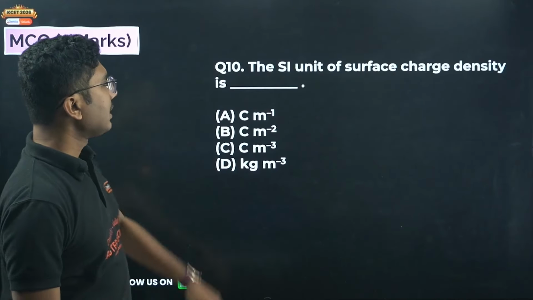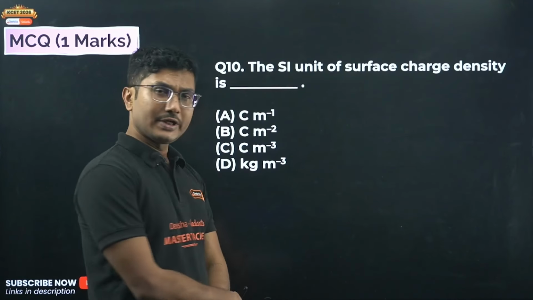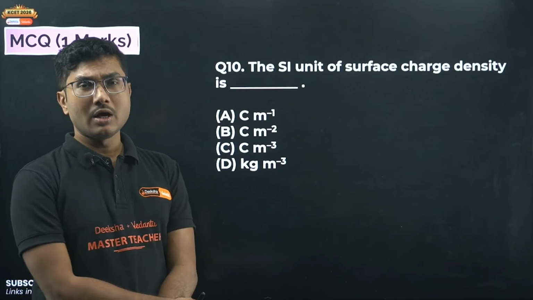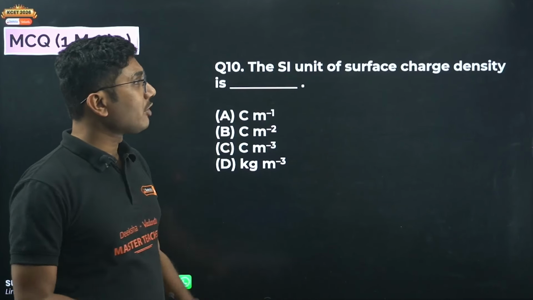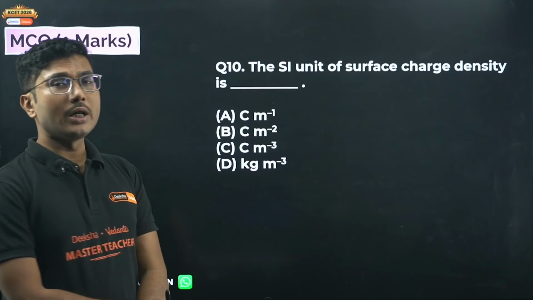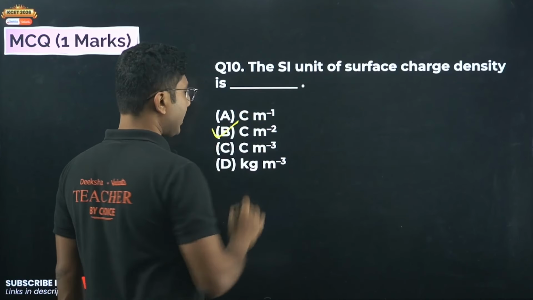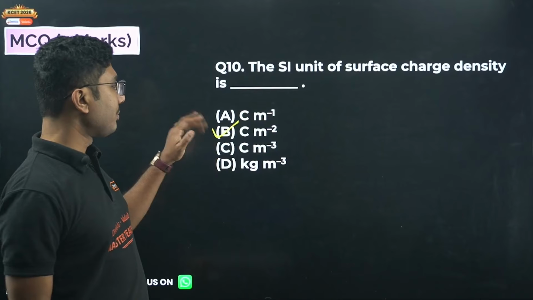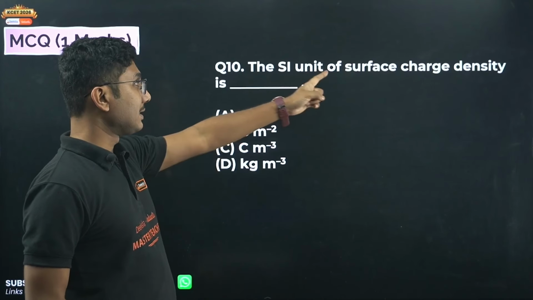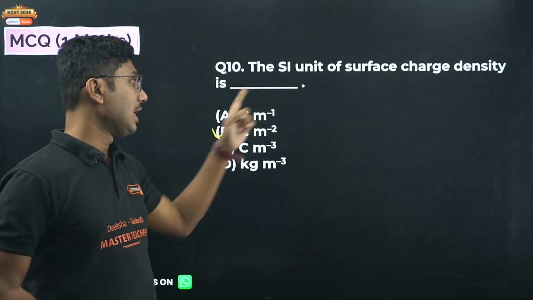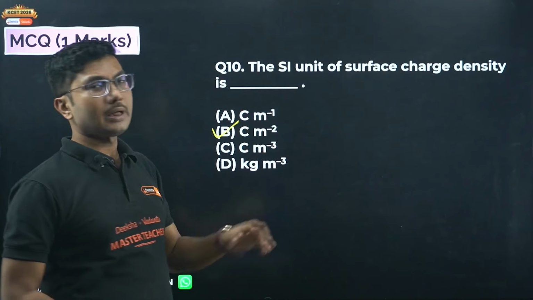Next question, the SI unit of surface charge density. This is one of your previous year questions. I think in 2024 this question came. The SI unit of surface charge density is Coulomb per meter square. Okay, not Coulomb per meter cube, not Coulomb per meter, but Coulomb per meter square. Line charge density is Coulomb per meter, and volume charge density is Coulomb per meter cube.